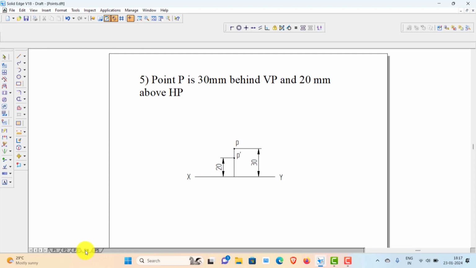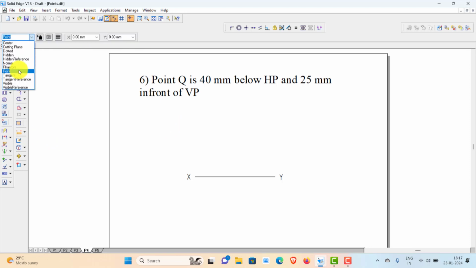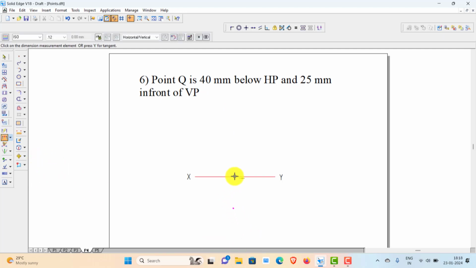Now take another example. Point Q is 40 mm below HP and 25 mm in front of VP. So 40 mm below HP. So its front view falls 40 mm below XY line. So take the point. I have defined a point line type to create a dark view. So I am using that and marking the point 40 mm below HP. So I am marking the point below and adjusting the distance between that point and this to 40. And this is the front view. So I'll mark it as Q dash.